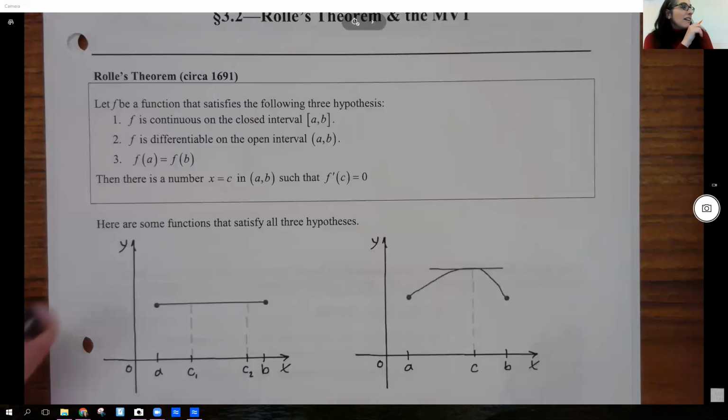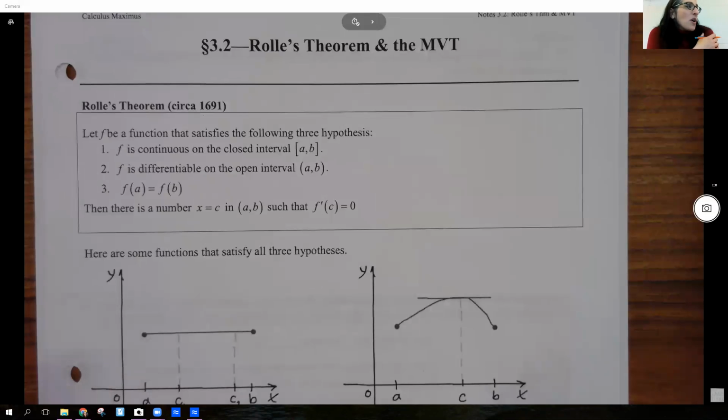Okay, so we are talking about section 3.2, Rolle's theorem and MVT, the mean value theorem. So Rolle, 17th century. Let f be a function that satisfies the following three hypotheses. f has to be continuous, f has to be differentiable, and if those two things are satisfied and f of a equals f of b, then there is some number c, x equals c, on that interval between a and b such that the derivative equals 0.